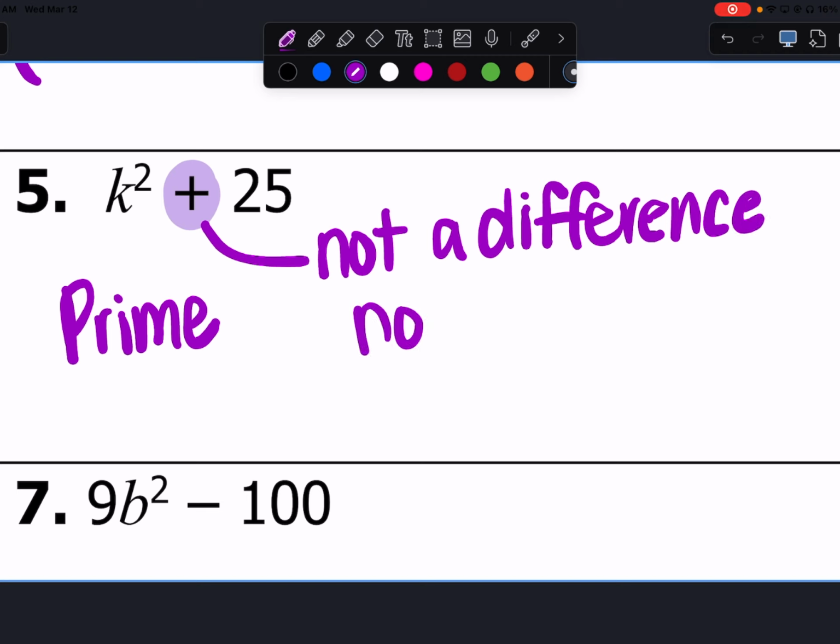And no GCF. What exactly does it have a GCF? K squared and 25. So you can't factor anything out of it, and you can't break it into two pieces. So we're just stuck with k squared plus 25. That's as simple as we can get it.